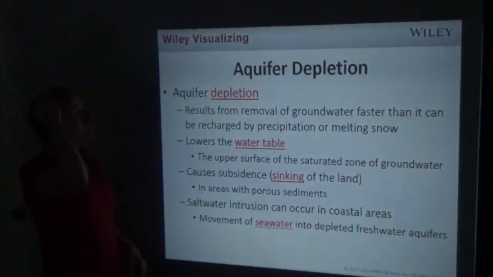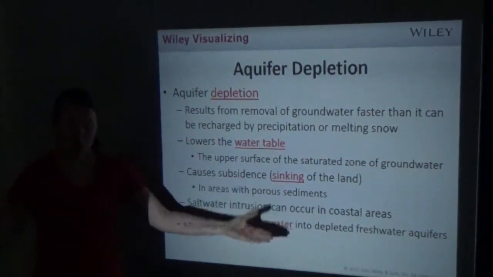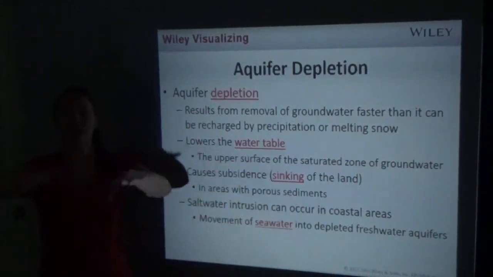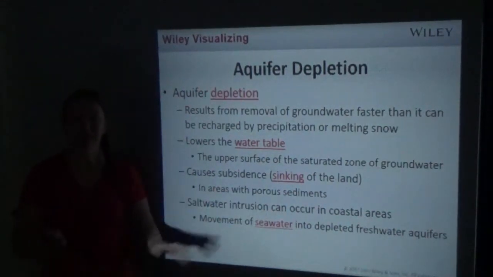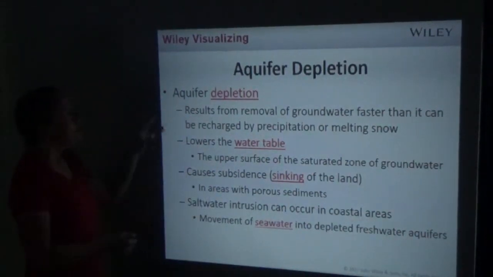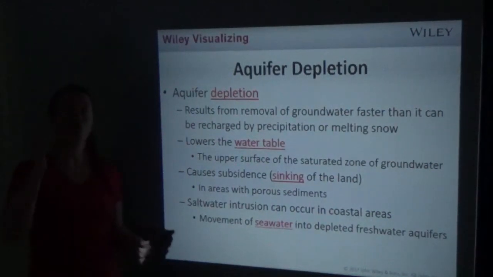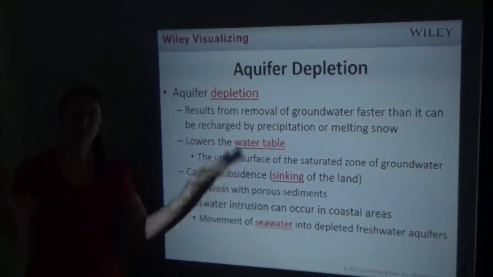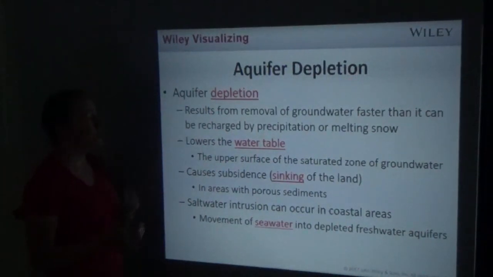So aquifer depletion is a huge problem. Remember, aquifers are just these underground reservoirs. Just think of it as a huge tank of water underground, but the tank is just the dirt and the rocks. It's not an actual man-made tank. Aquifer depletion results from the removal of groundwater faster than it can be recharged by precipitation or melting snow. So if we're pumping water out of the aquifers faster than it can be replaced, then that's what's called aquifer depletion. It lowers the water table.